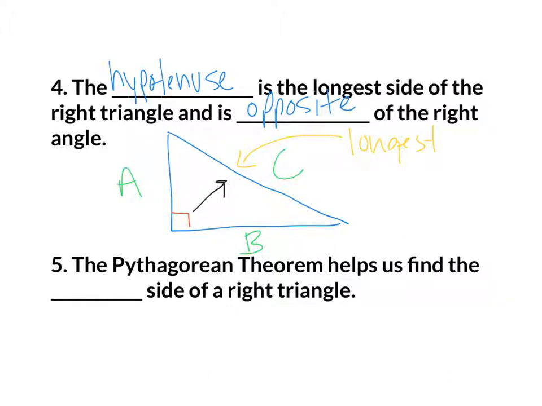When we get on to number 5, it says the Pythagorean theorem helps us find the blank side of a triangle. The whole point of this, ladies and gentlemen, is that the Pythagorean theorem helps us find the missing side of a right triangle. So we put missing here.